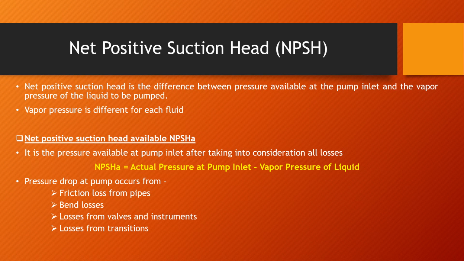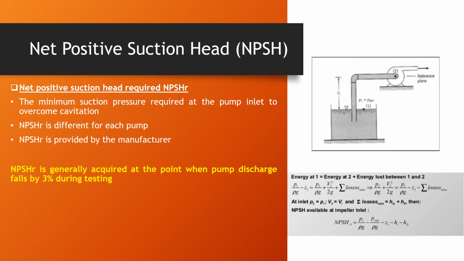How can you get that? You can get that by using Bernoulli's equation or the energy equations. So this can be found using fluid mechanics physics. Now, the pressure drop at the pump occurs from frictional losses from pipes, bends, valves, instruments, transitions, all of those. So for net positive suction head, you have to take all of these into account before you install your pump.